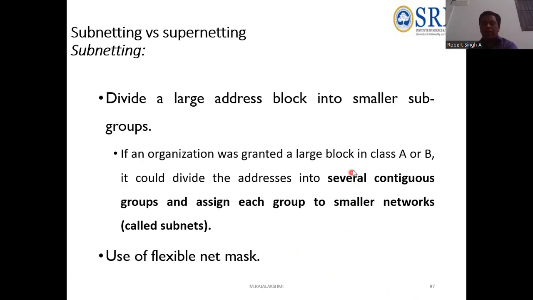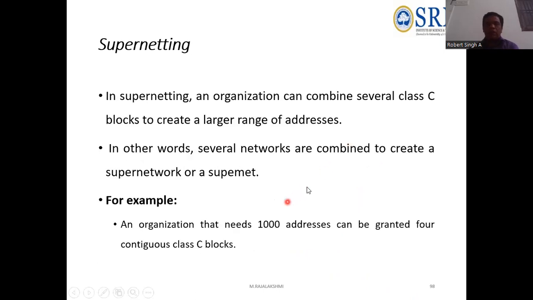On the other hand, supernetting is somewhat different from subnetting. In supernetting, an organization can combine several class C blocks to create a large range of addresses. Otherwise, we can say several networks are combined to create a super network, otherwise called a supernet. For example, any organization that needs 1,000 addresses can be granted 4 contiguous class C blocks.